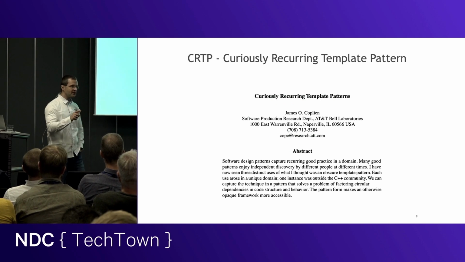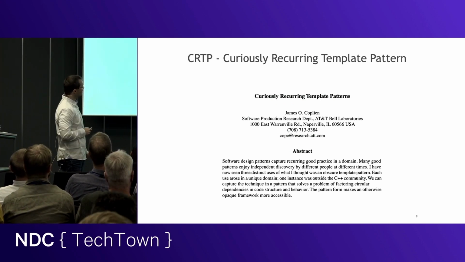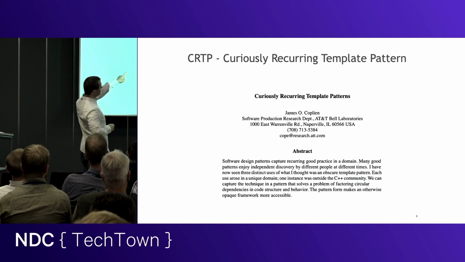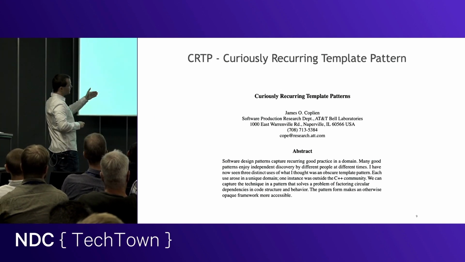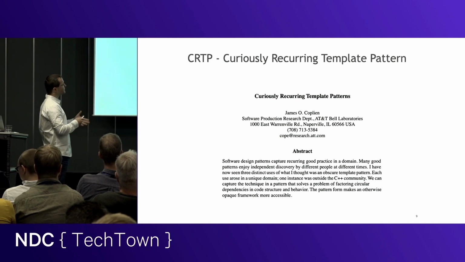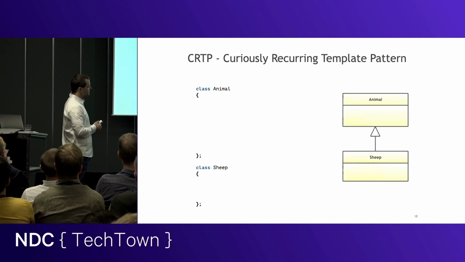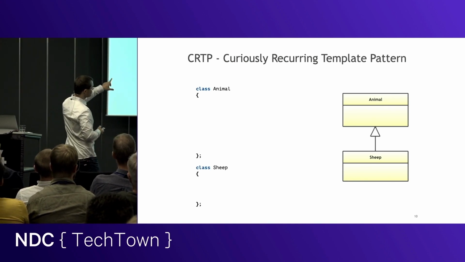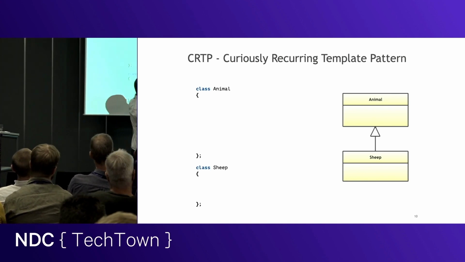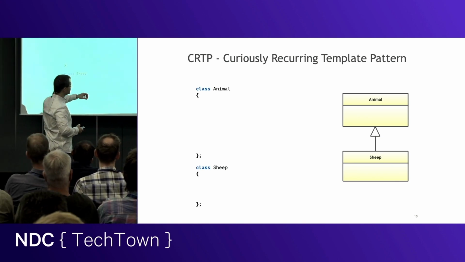You might not know CRTP. It's actually something pretty old. It's from 1995, and it's named after a paper that James Coplien wrote in 1995 after observing that a certain template-based pattern appeared in a couple of code bases. Just in case you have not heard about this, a very quick intro. We have a regular inheritance hierarchy. I chose one of the classic ones: we have animals, and I have a Sheep derived class.